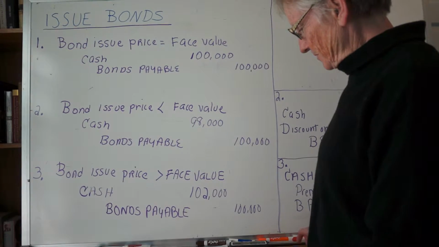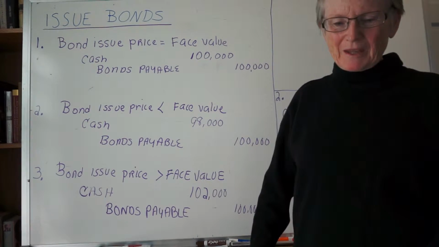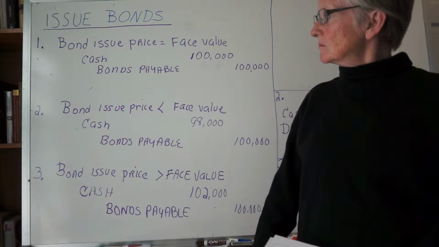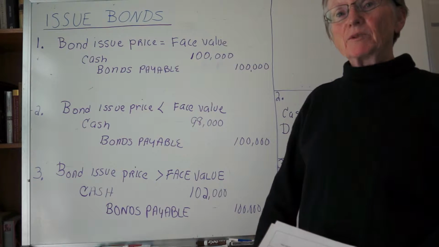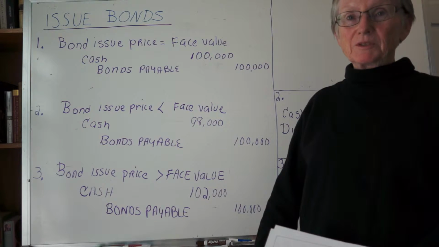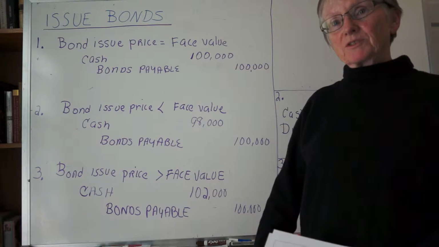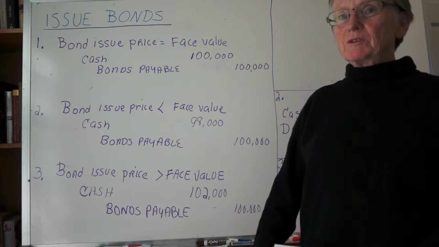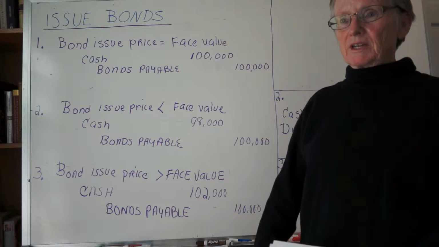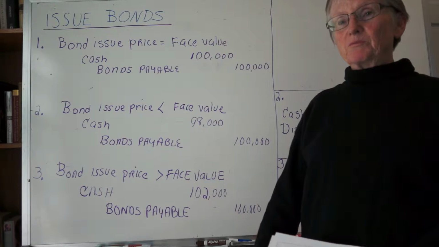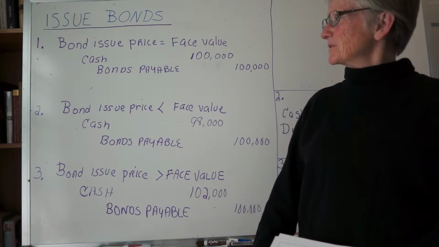Now we get to issuing bonds payable. And if you remember from the first video on bonds, there is a time lag between when the bond indenture agreement is completed and when the bonds are issued. So on that bond indenture agreement, it tells the face value of the bond and the stated interest rate. In other words, the interest rate that we're going to pay our happy bondholders.